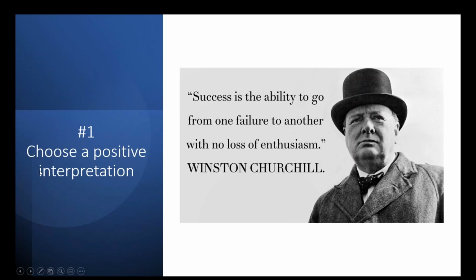So let's use that as an example. First way is choose a positive interpretation. Success is the ability to go from one failure to another with no loss of enthusiasm. So I went from one failure to another. Why was I enthusiastic about my failures? What was I doing when I changed my whole way of dealing with things after 8 years and went to a 20-fold increase in business, marketing to the exact same people with the exact same seminar? What did I change?